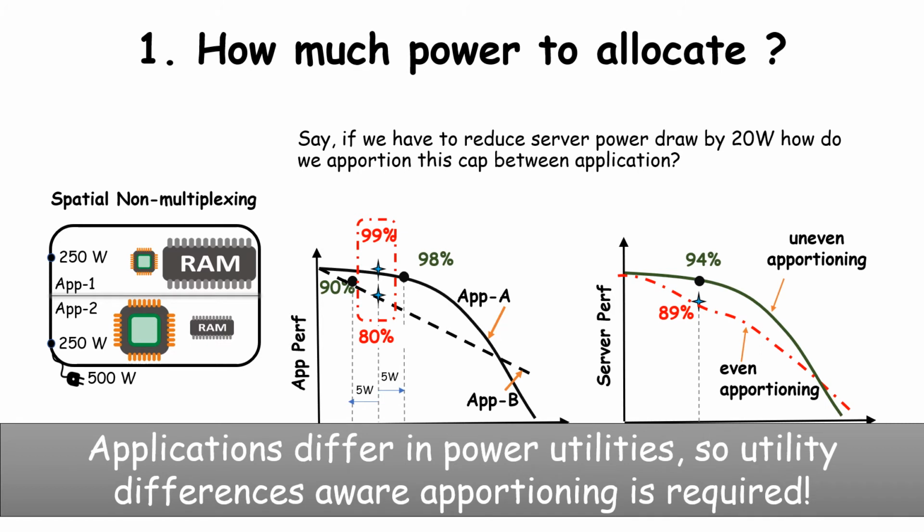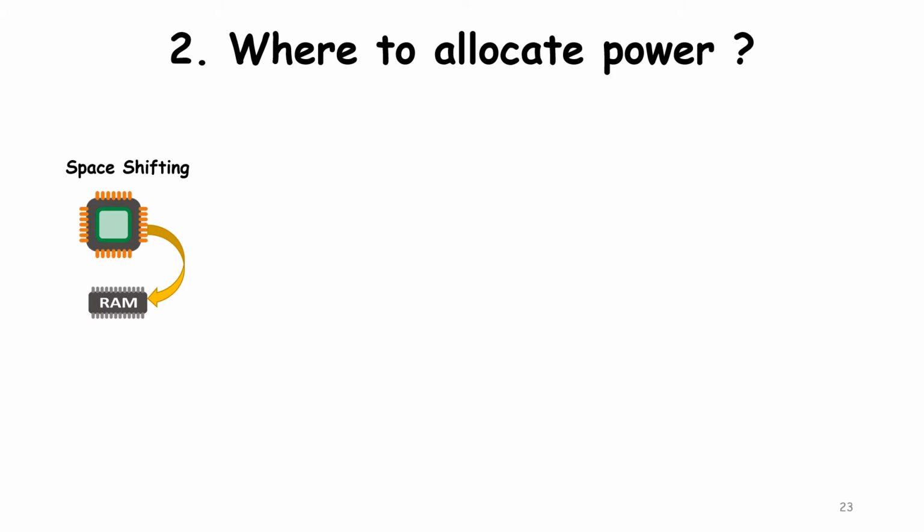This example illustrates that when we cap power for each application, we need to be aware of application level differences in the utility of power. As power is an indirect resource, identifying how much power to allocate for each application alone will not suffice. We also need to identify how to further apportion this power across different direct resources in an application.